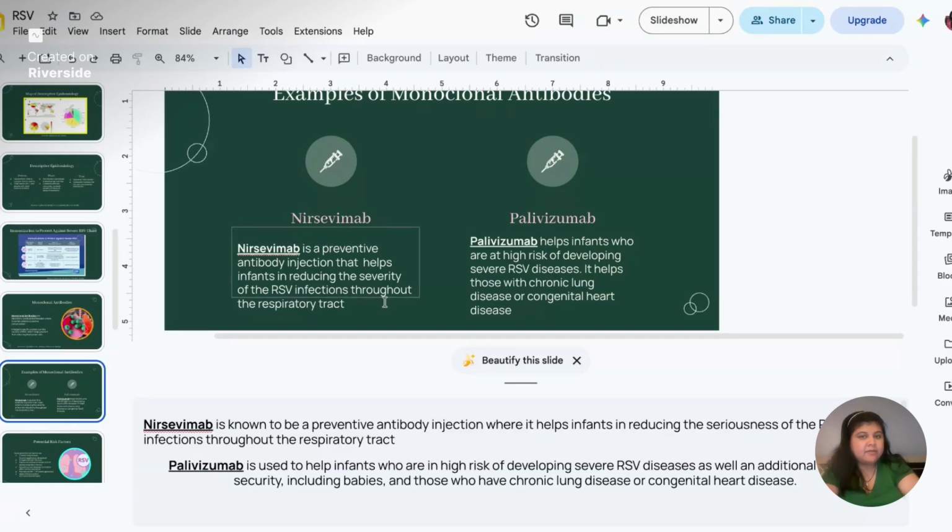Some examples of monoclonal antibodies: nirsevimab is a preventative antibody injection that helps infants by reducing the severity of RSV infections throughout the respiratory tract. And palivizumab is similar, but it helps infants who are at higher risk of developing severe RSV disease, and it also helps people who have chronic lung disease or potential heart disease.